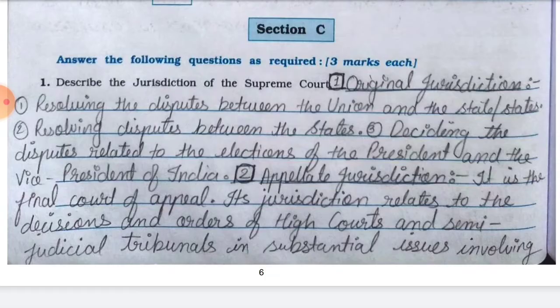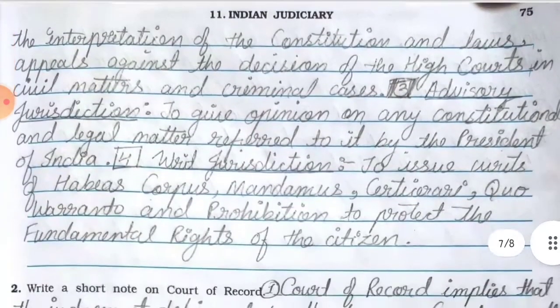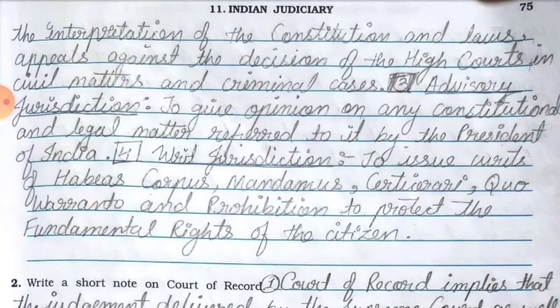Point number 2. Appellate jurisdiction. It is the final court of appeal. Its jurisdiction relates to the decision and orders of high courts and semi-judicial tribunals as substantial issues involving the interpretation of the Constitution and laws. Appeal against the decision of the High Court in civil matters and criminal cases.